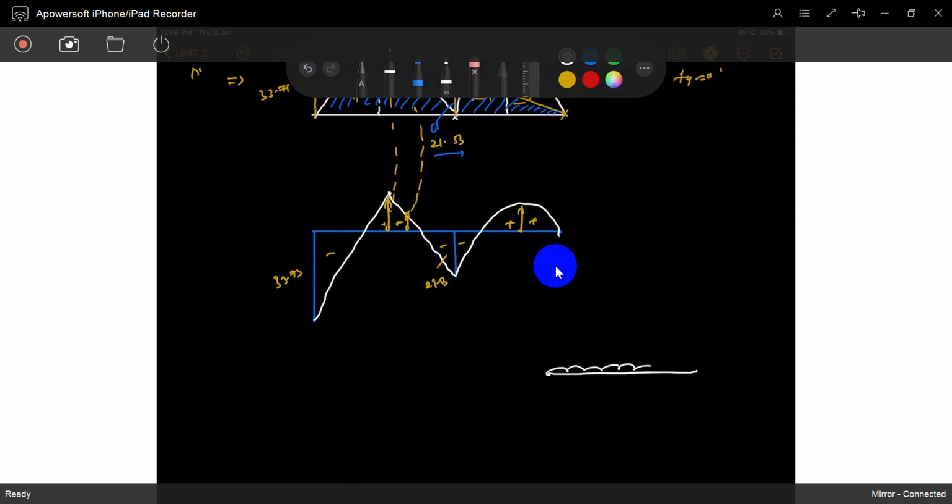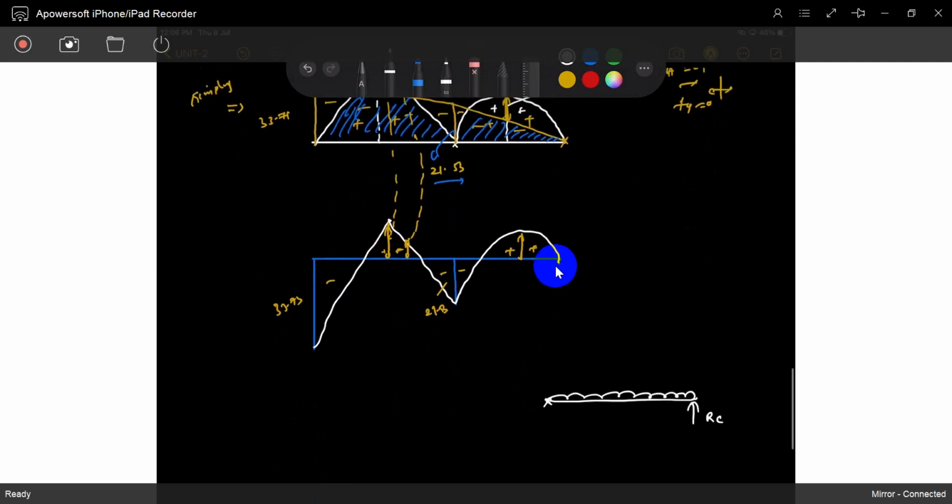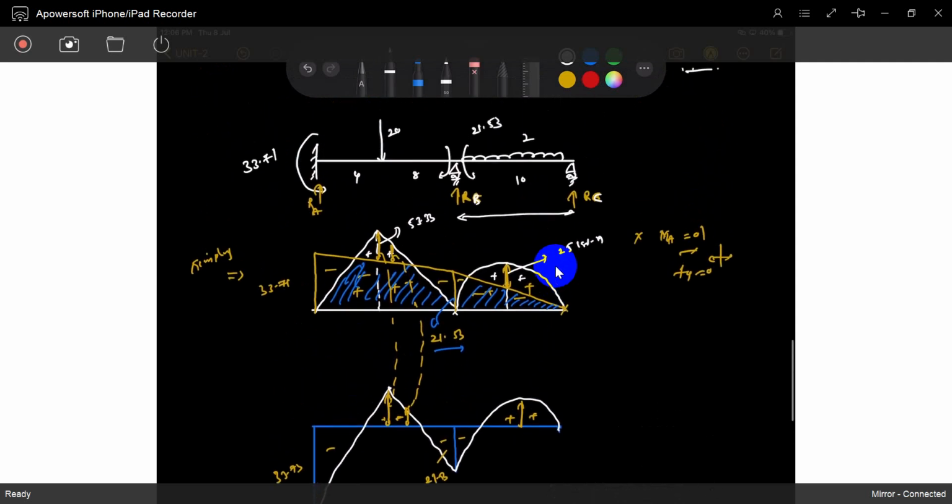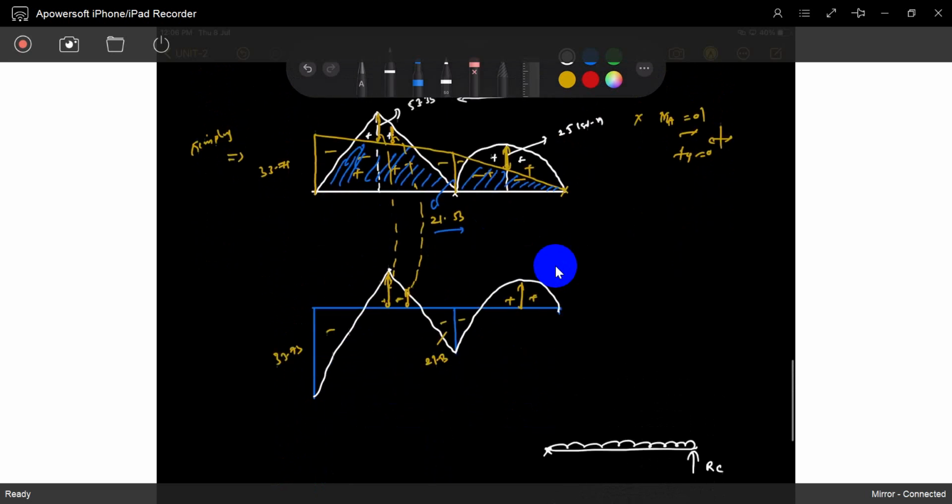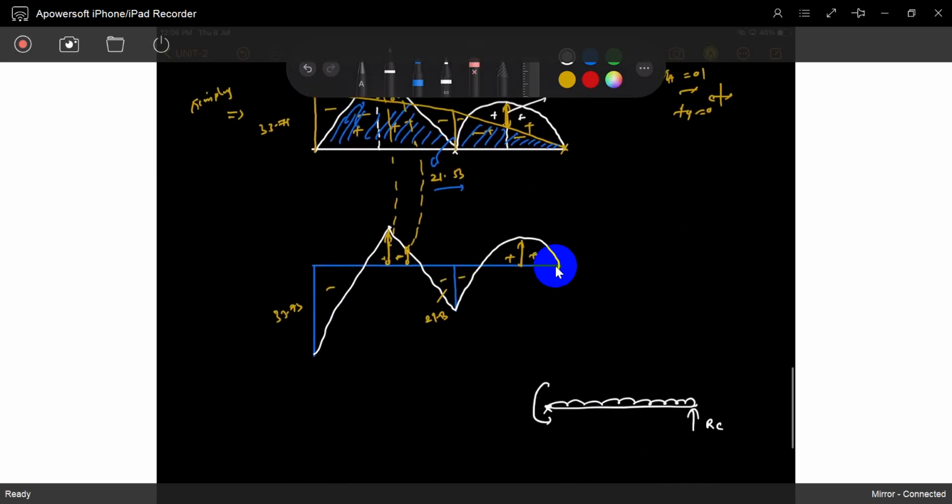So this is the free body of BC. Some reaction is there, RC. And also, what is the moment at B? The moment at B is a hogging moment of 21.53. Understood? So it is the 21.53 hogging moment, and some reaction is there. We don't know it yet.